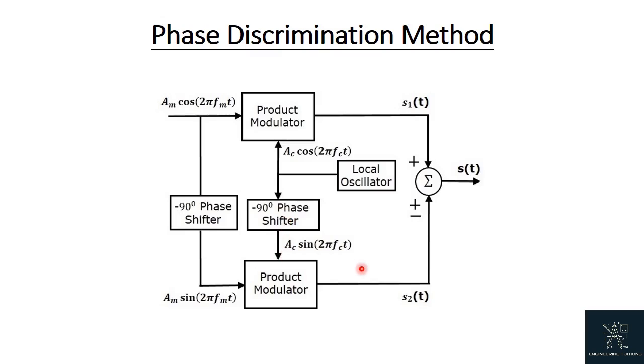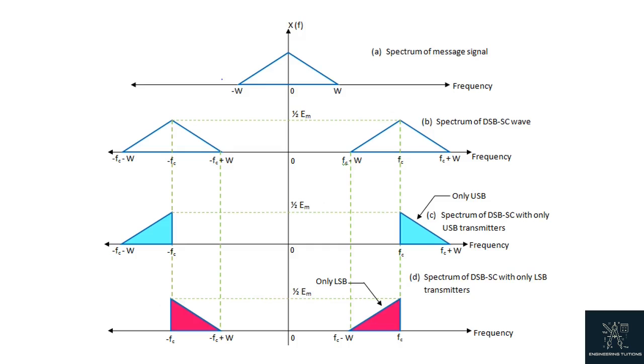If we add s1(t) and s2(t), we get the SSB-SC modulated wave s(t) having a lower sideband, and if we subtract s2(t) from s1(t), we get SSB-SC modulated wave s(t) having an upper sideband. Hence, by properly choosing the polarities of inputs at summer block, we will get SSB-SC wave having an upper sideband or a lower sideband. Now moving toward the frequency spectrum.